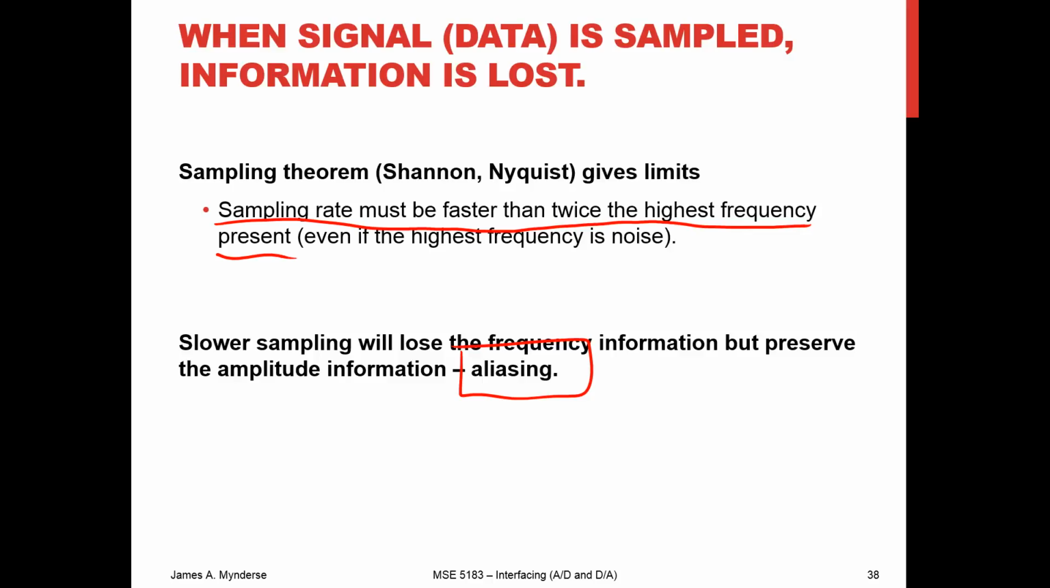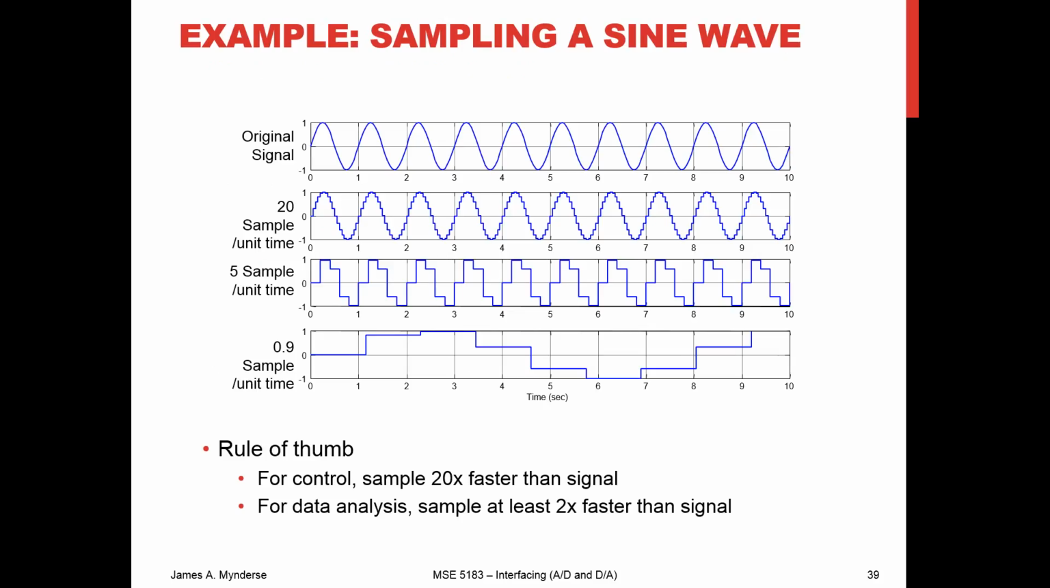Aliasing means that you are going to have the wrong information. Aliasing means that you no longer have the signal that you think you have. Aliasing means that you've done things wrong and you should go back and fix it. So let's look at what that means in terms of some plots.